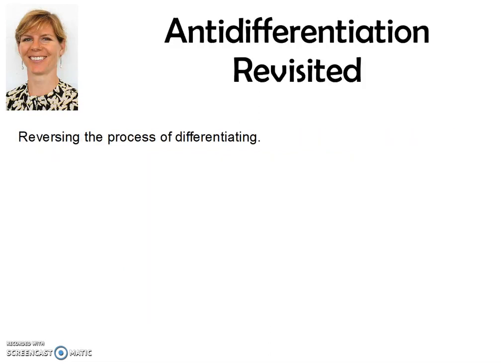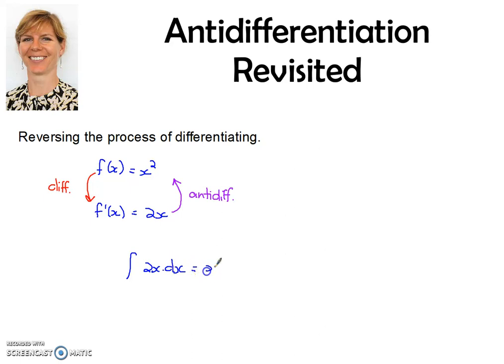So just to start us off, anti-differentiation is very simply reversing the process of differentiating. Just to illustrate this, if you have a function f of x equals x squared, we know that the derivative, f prime x, is 2x. So that's going this way where we differentiate, to find the derivative. If we go back the other way and anti-differentiate, then we can say that the antiderivative of 2x is x squared. So that leads us to saying the antiderivative, or the integral, of 2x dx, with respect to x, is x squared.